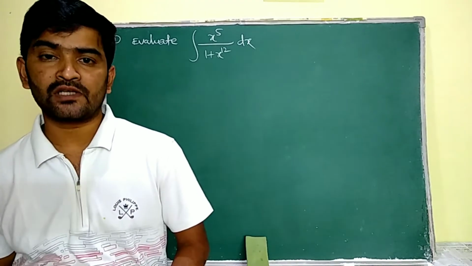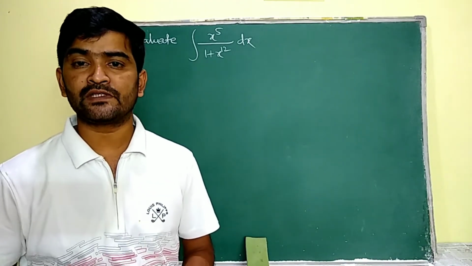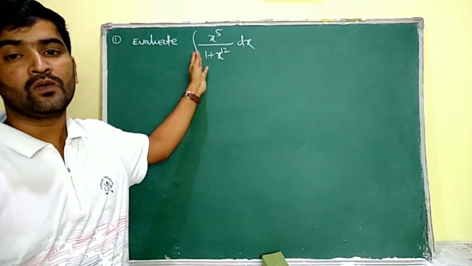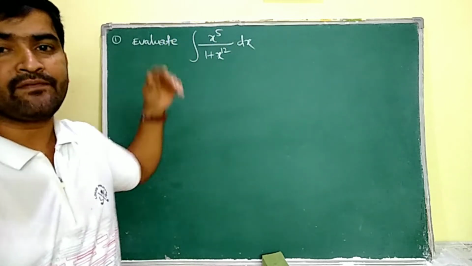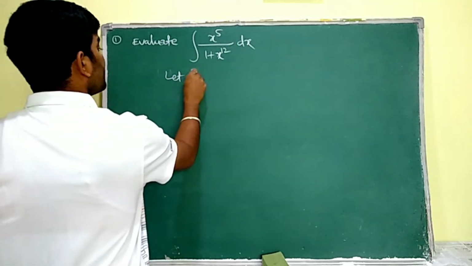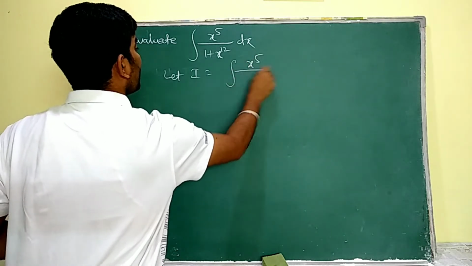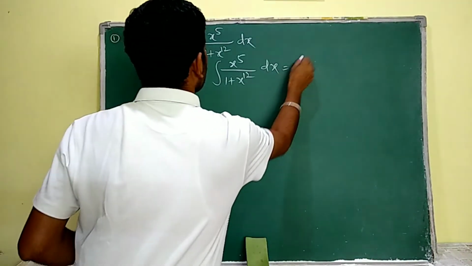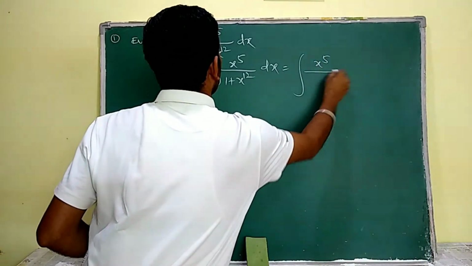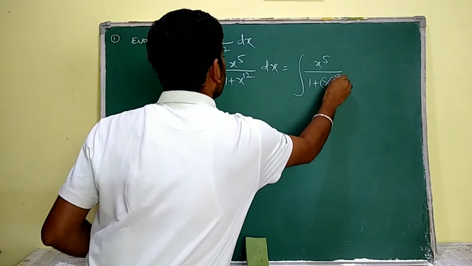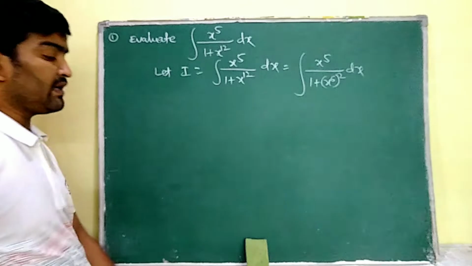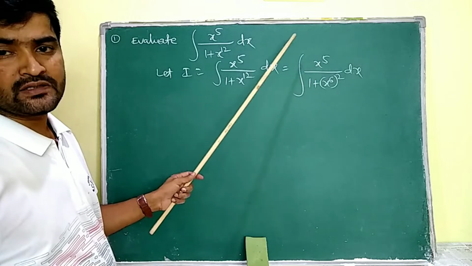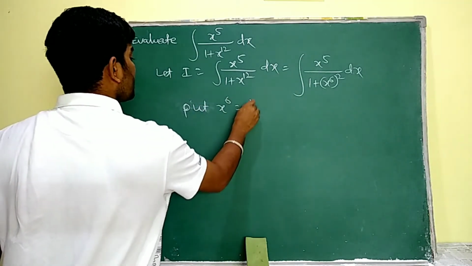Now we are going to solve some problems using the formulas we discussed earlier. Here we are asked to evaluate integral x power 5 by 1 plus x power 12 dx. Firstly, let I be equal to integral x power 5 by 1 plus x power 12 dx, and this can be expressed as integral x power 5 by (1 plus x power 6) whole square dx. Why am I arranging this? If I substitute x power 6 with some letter, then it is going to be solved easily. Put x power 6 equal to some t.